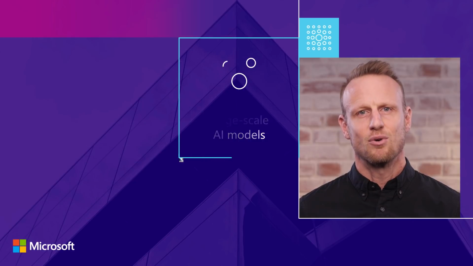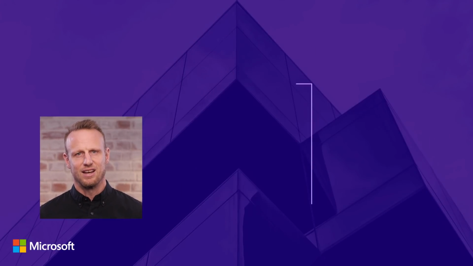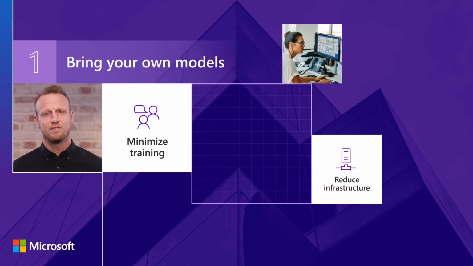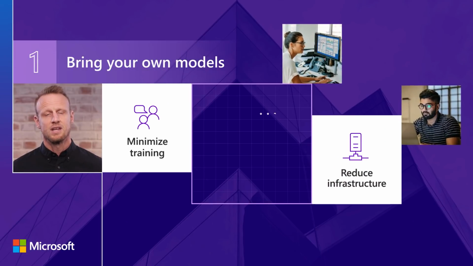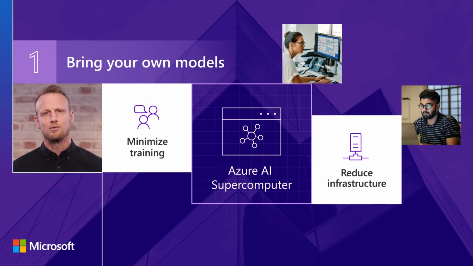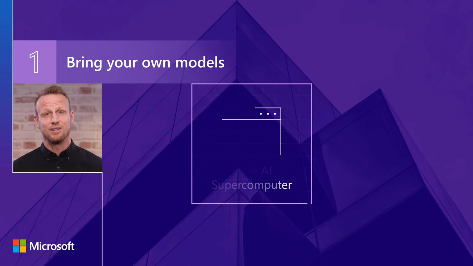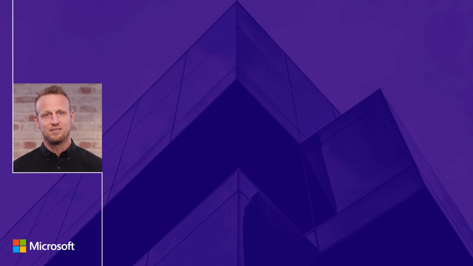There are two ways organizations can take advantage of AI at Scale. First, they can minimize training time and eliminate the need to build their own infrastructure by bringing their own models and optimizing them using the available supercomputing resources in Azure. This can save time and capital as companies look to scale their AI efforts.